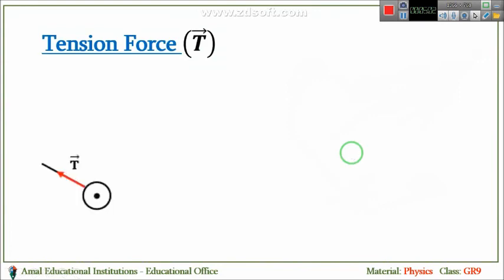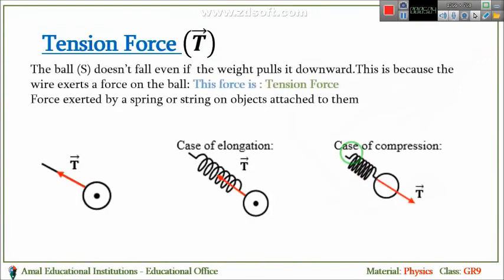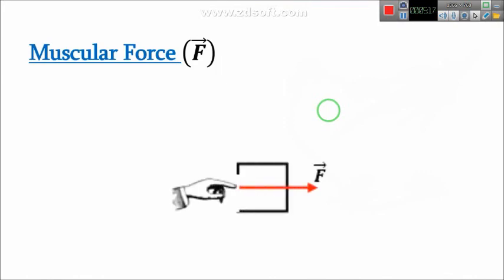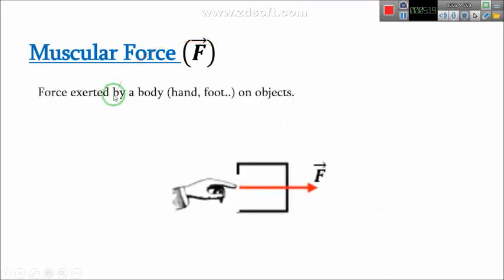The tension force. The tension force is a force exerted by a spring or a string on an object attached to it. This force will be discussed in the next chapter. The muscular force. A muscular force is a force exerted by a body, like a hand or a foot, on an object. It can be a pushing or a pulling force.